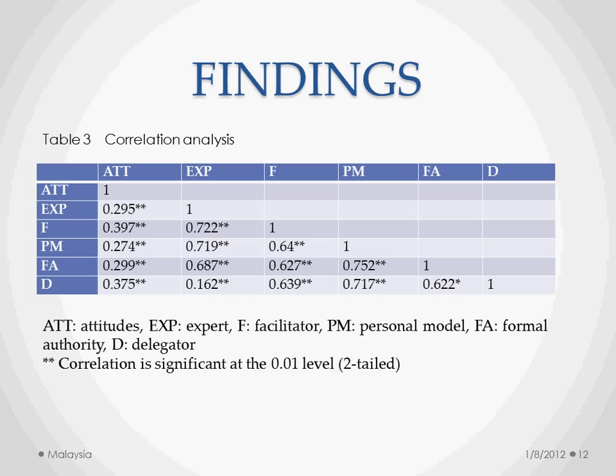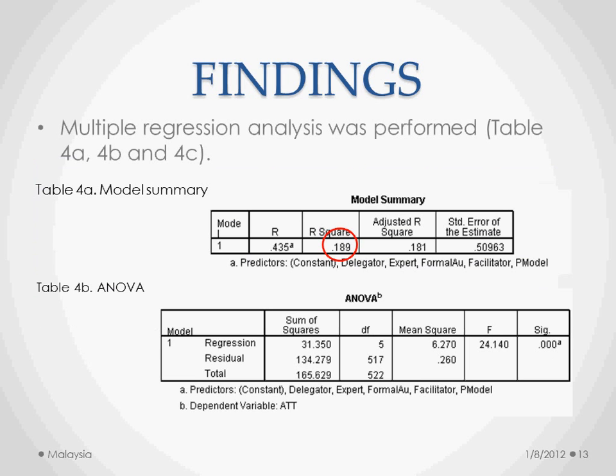Multiple regression analysis was performed. Based on Table 4A, the model explained 18.9% of the variance in attitudes towards block use and the model reached statistical significance. In answering the research question, we note in Table 4C the largest beta coefficient is Facilitator.